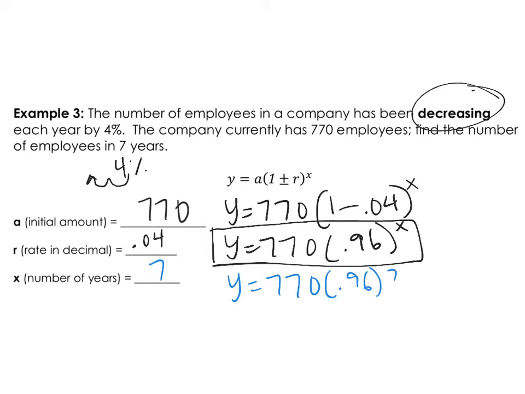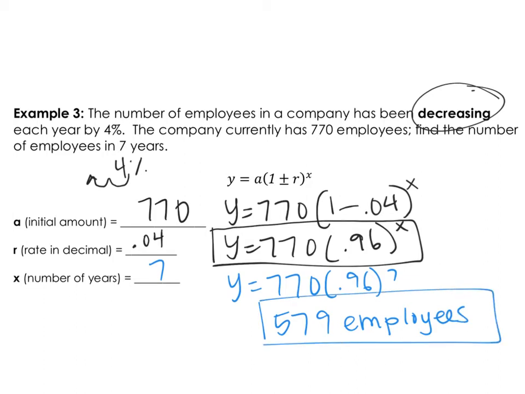Plug this into your calculator and we get 578.61. And it looks like, again, we're talking about people, employees. I can't have 0.6 of an employee. Since it was 0.6, it looks like I need to round this 8 up to become a 9. So I'm going to make it 579 employees. If you want to pause right now and try the next example on your own, do so please.